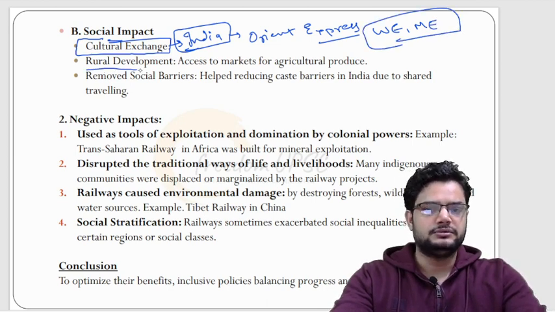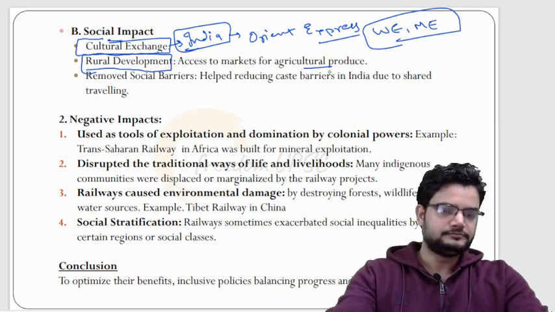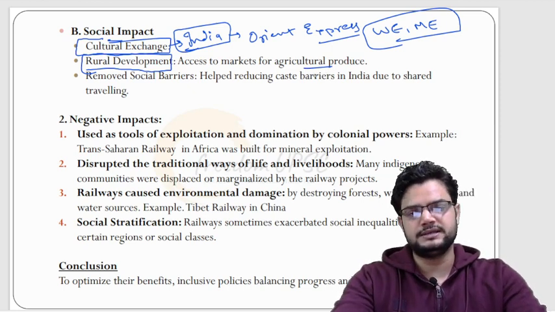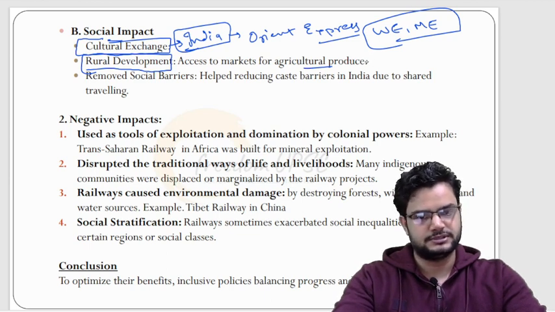Now coming to rural development, it helped because agricultural produce from the rural areas can go to urban areas for consumption. So it led to the development of rural areas as well.